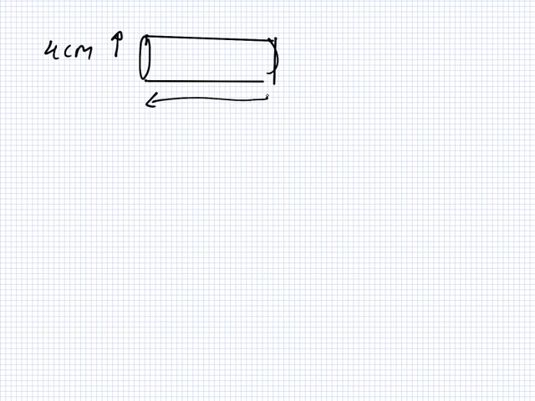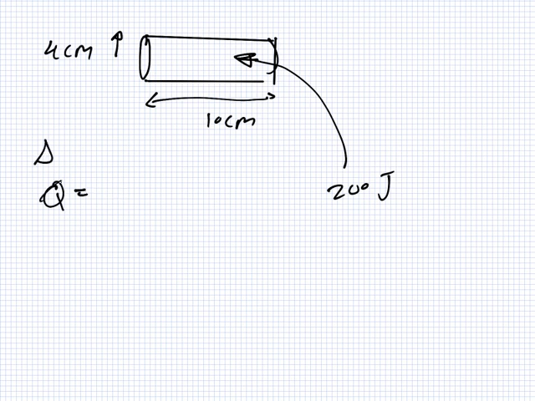A piston of radius 4 centimeters and height 10 centimeters, and you put some heat into it. How much? 200 joules. How much work was done if there was nearly no change in internal energy? So you have a Q equals, sorry, what am I saying? Delta U equals Q minus W. But I said delta U is nearly 0.